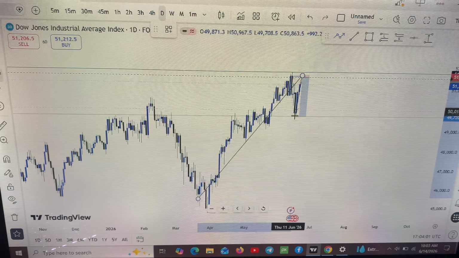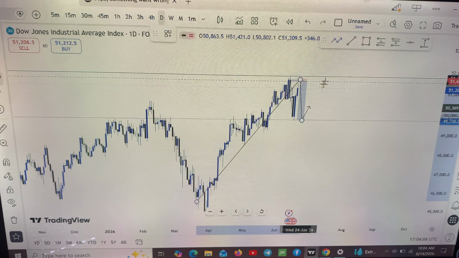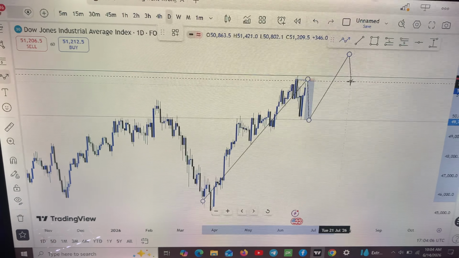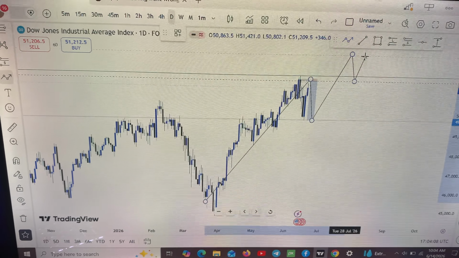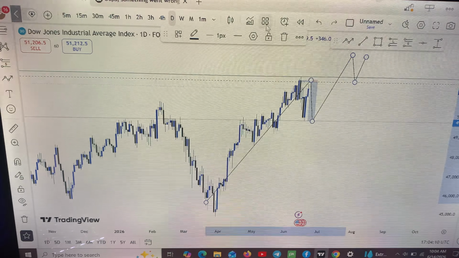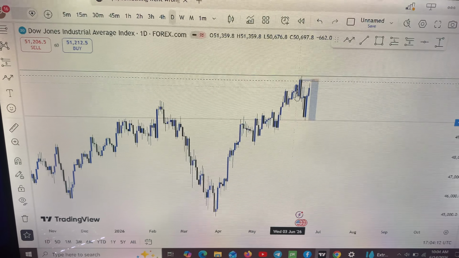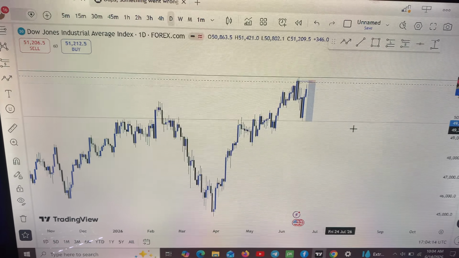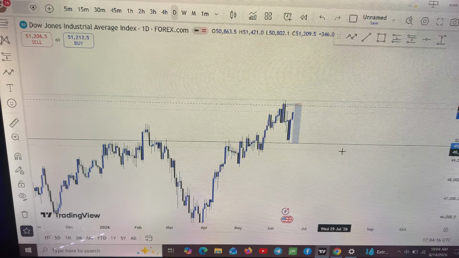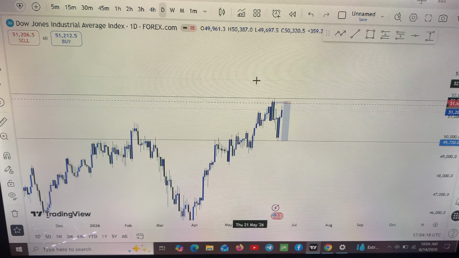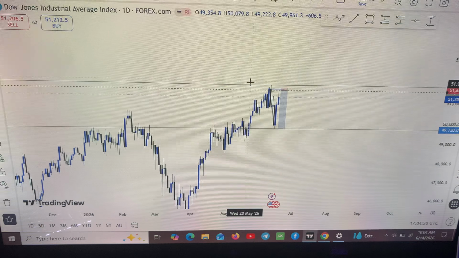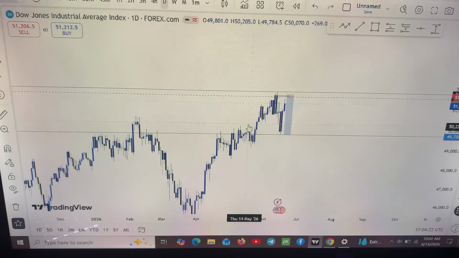Then all we are waiting for is a correction move, then an impulse move again, then a correction move, then an impulse move. So what do we have to do? All we have to do is count on this correction move that will happen before we start focusing on the impulse move. So basically, these are the two zones I'm focusing on: this high and this low right here.